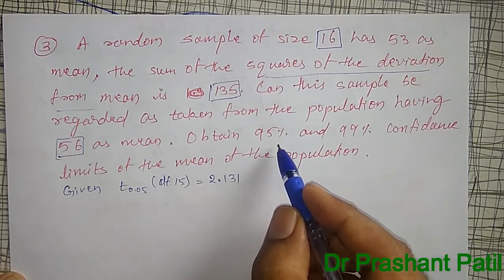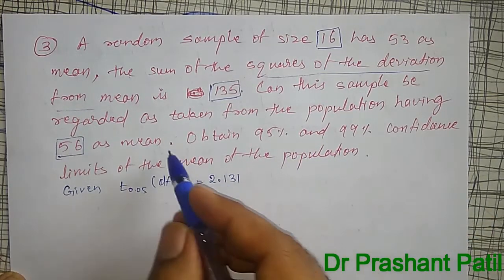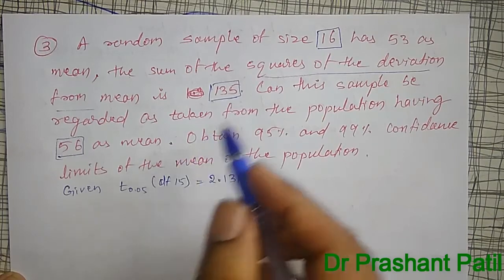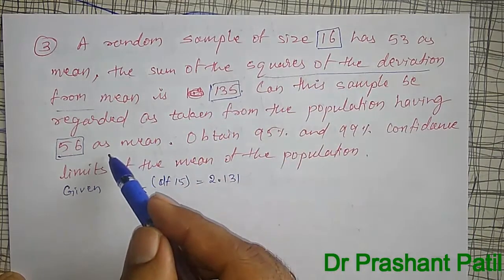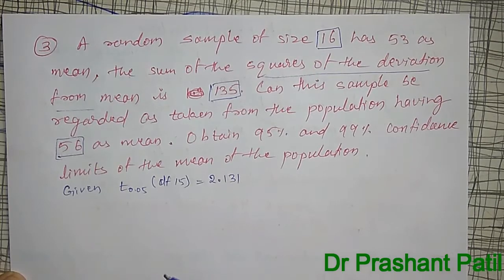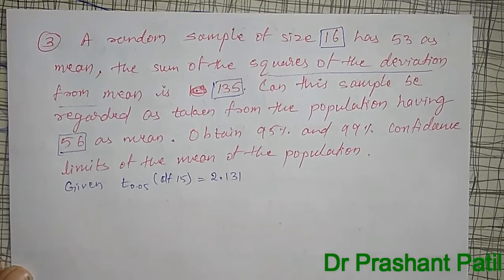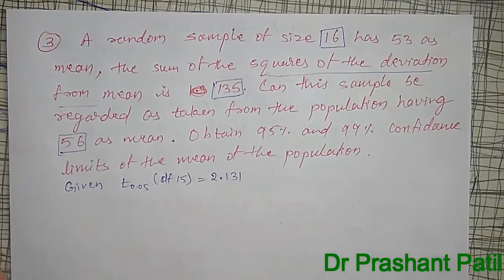Obtain 95%, 99% confidence limits of the mean of the population. First I have to check whether the sample is taken from the population with mean 56 or not. Then I have to find out the 95%, 99% confidence limits of the mean.